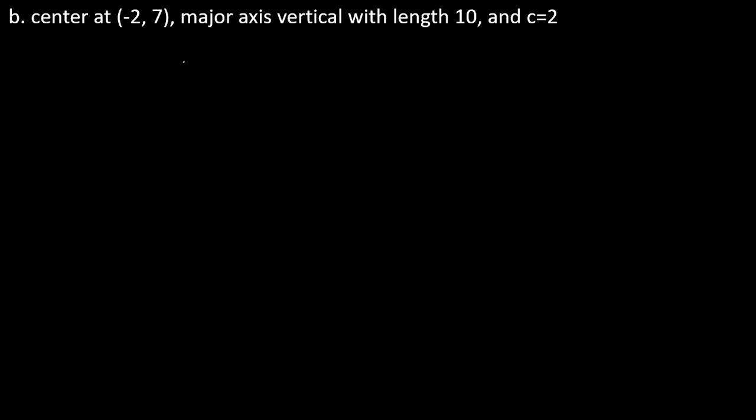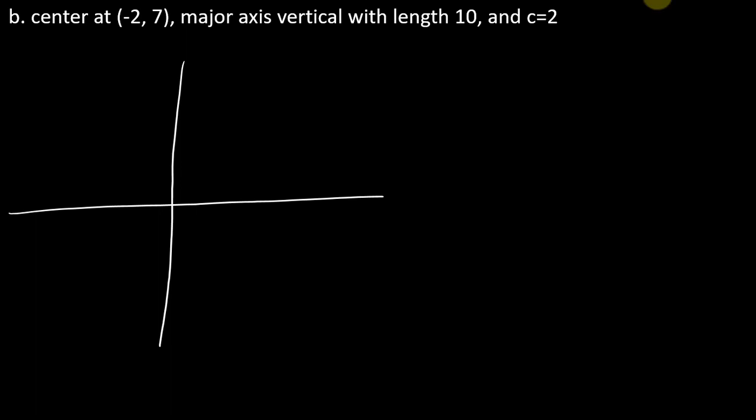All right, so I'm told that I've got a center at (-2, 7). Let me just sketch that. Let's say that's somewhere around here, negative 2, 7. I'm told that I have a vertical major axis, so it would go in this direction, down a little bit and up a little bit. So my major axis is vertical and the length of the entire axis is 10.